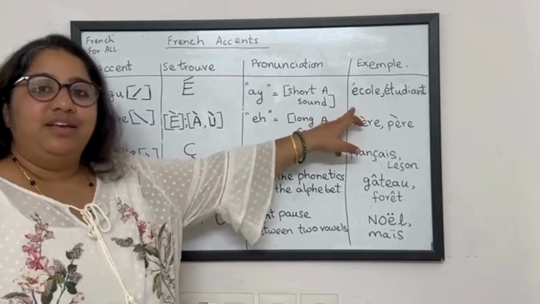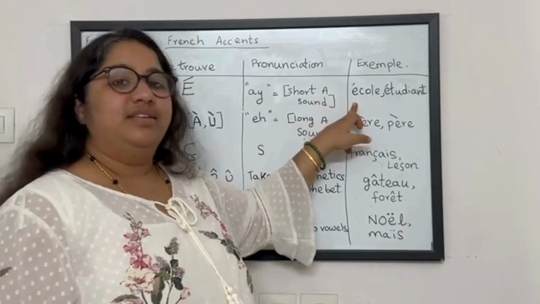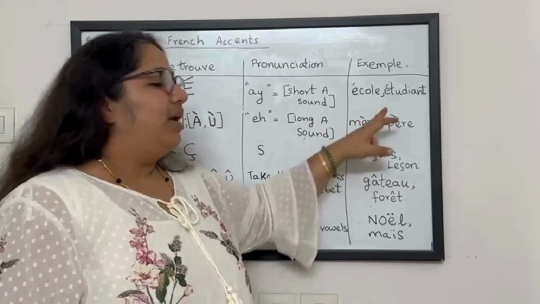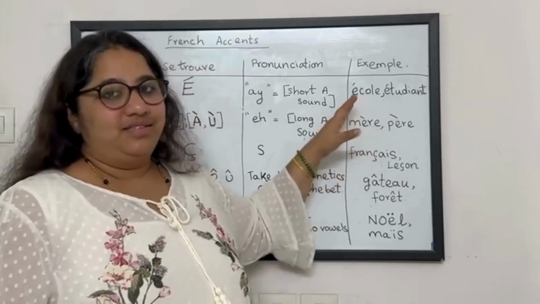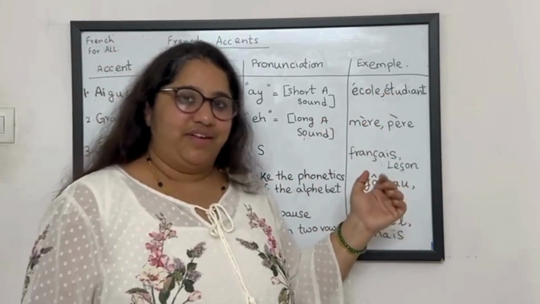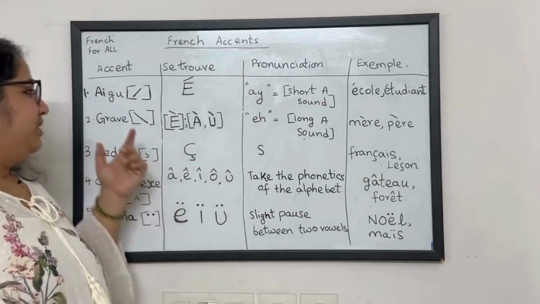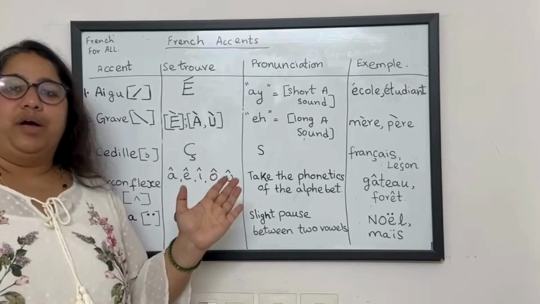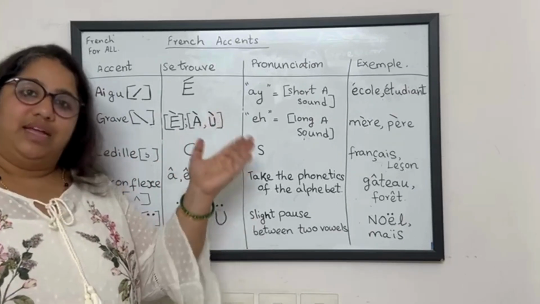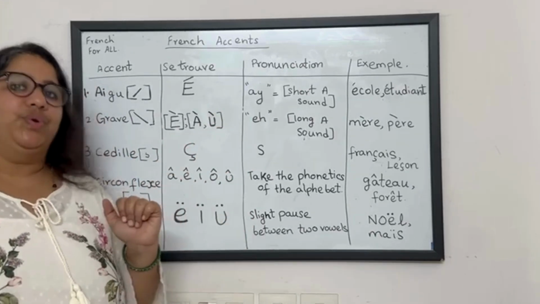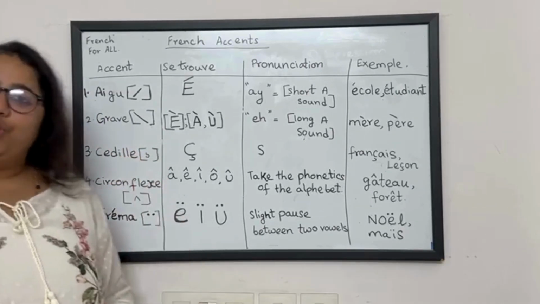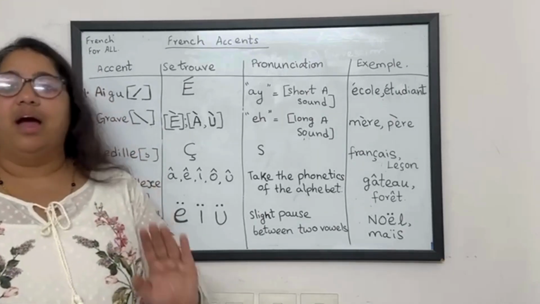So if you see here in example, in a French text, it is école, étudiant. École means school, étudiant means student. Right? And when you see the accent grave, it is anything above 90 degrees. How does it look? That kind of a slanting line it should look like. It appears only on the letter E, A and U.